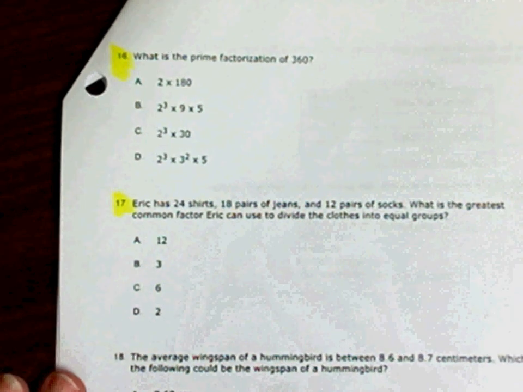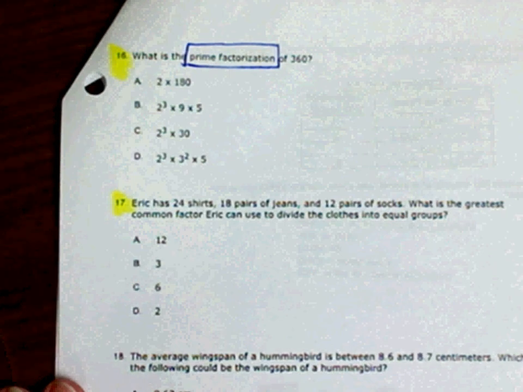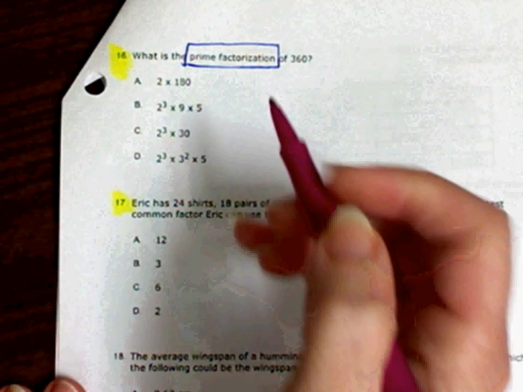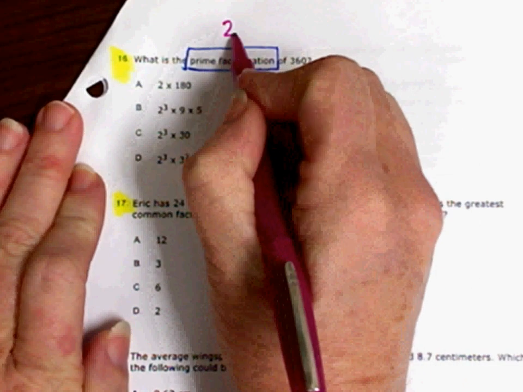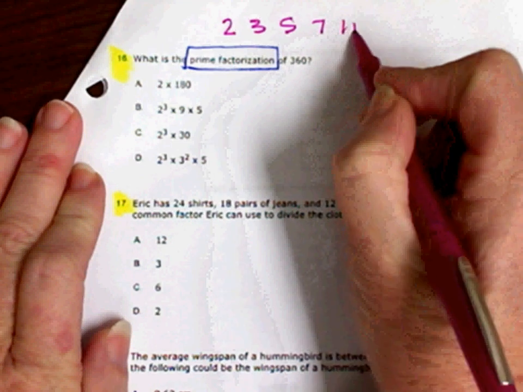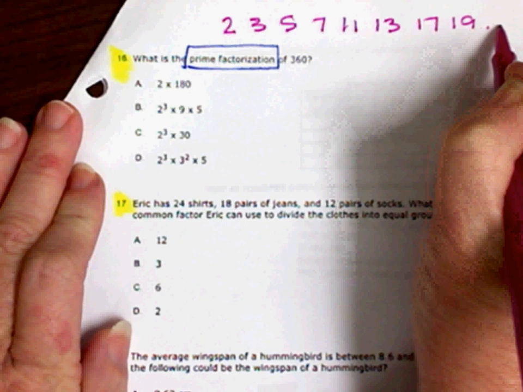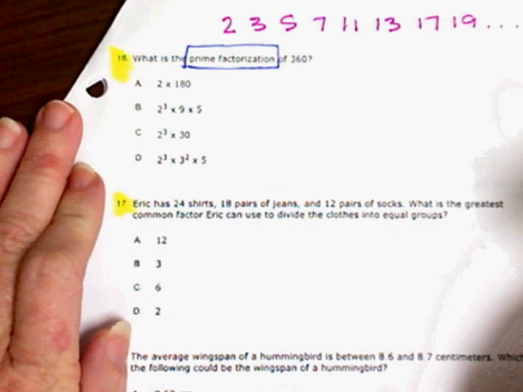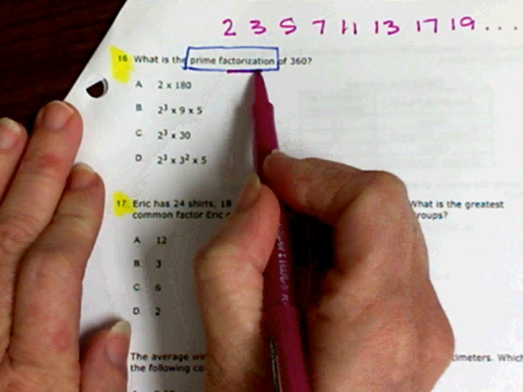When I read the words prime factorization, I want things to go off in your head. When I think of the word prime, I'm actually thinking of numbers like 2, 3, 5, 7, 11, lucky number 13, 17, 19, and the list will go on. These are prime numbers, numbers that are only divisible by 1 and itself. And then factorization just means that we're breaking this number down.